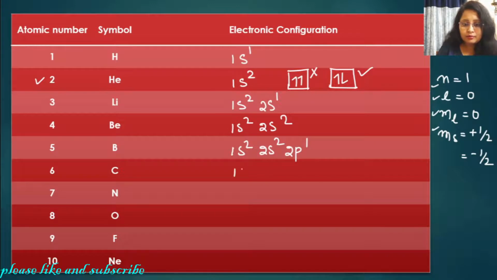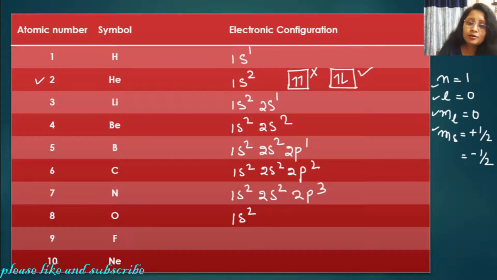Next is carbon, 1s2, 2s2, 2p2. See, 1s2, 2s2, 2p3. See, this is for nitrogen. For oxygen again 1s2. Why are we filling the p orbital? Because p orbital has a capacity of 6 electrons. So until 6 electrons are filled up, we will put the electrons in p orbital.